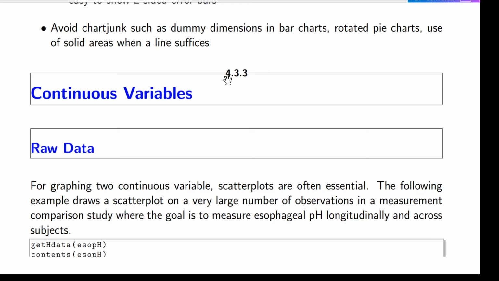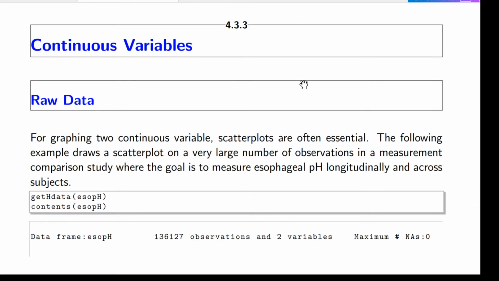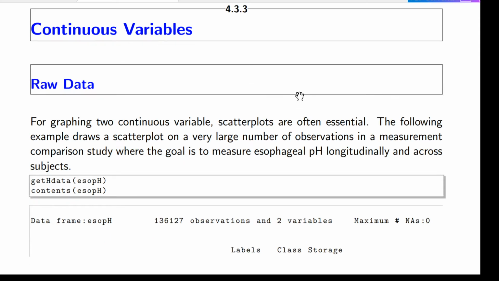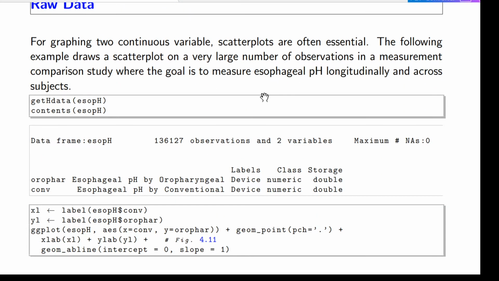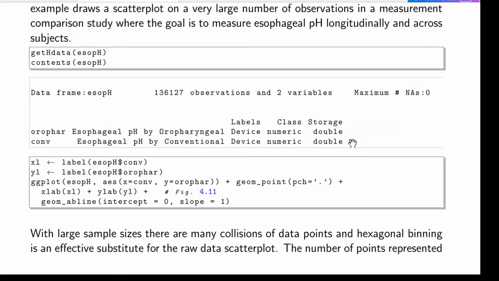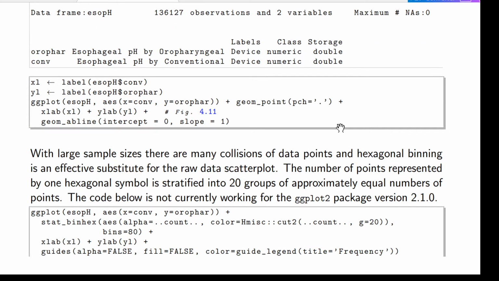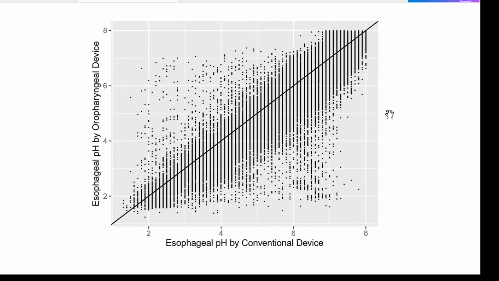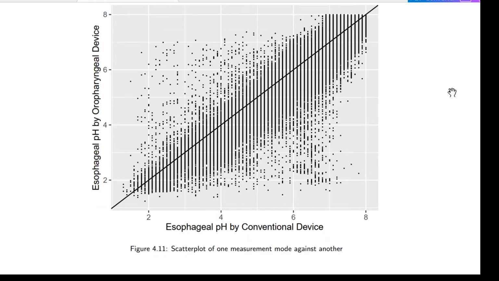Now, what happens when we get into continuous variables? Well, let's start by plotting raw data, and let's investigate what it's like to plot raw data for two continuous variables when you have lots of observations. So this particular data set has 136,000 observations. And when we plot the scatter plot, you can see that there's a lot of information here, and we see pretty good agreement between the two pH measurement devices. You know, they kind of go along the 45-degree line, although there's a systematic lowering here.